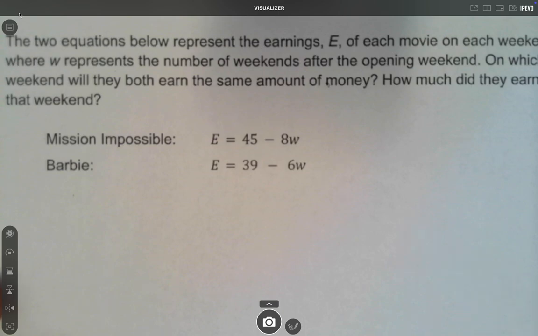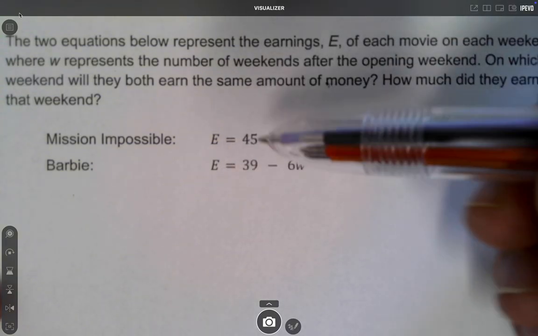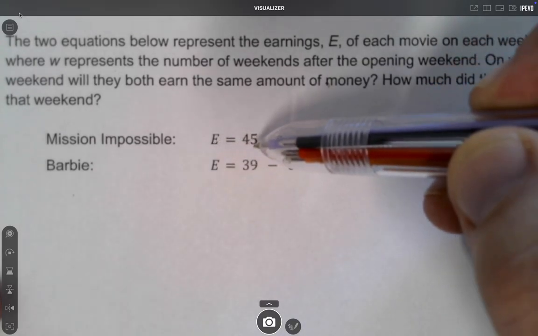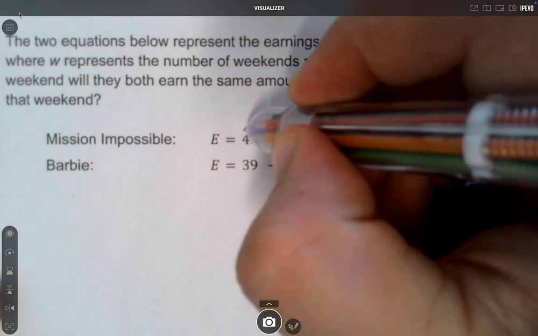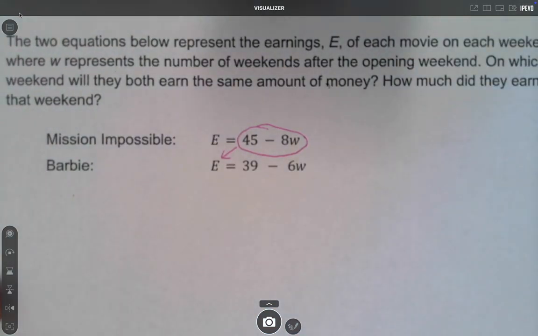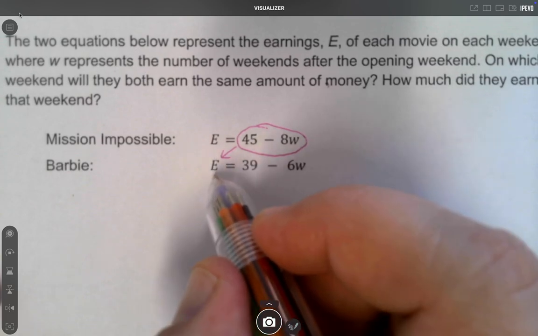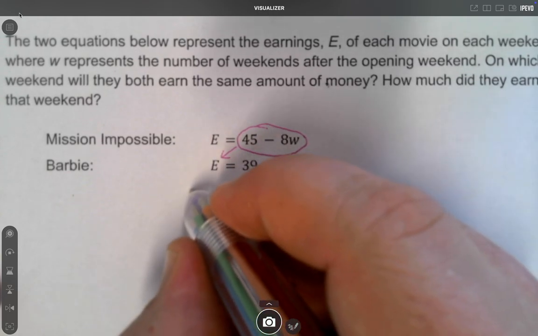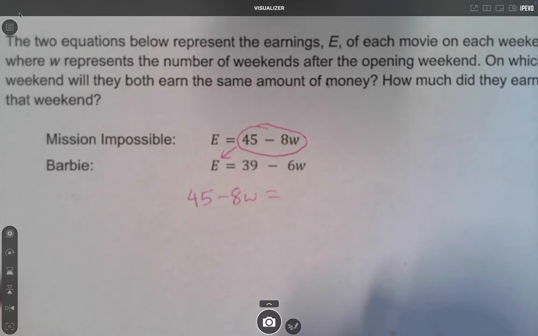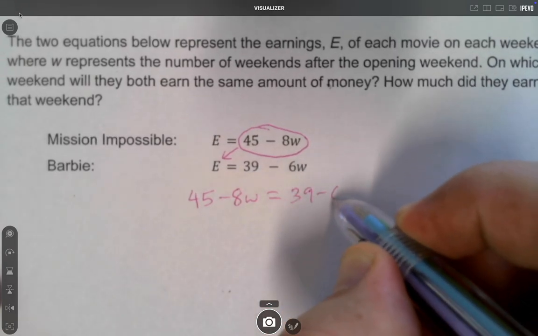So we'll follow the directions up here. Now this one's already solved for E, so is this one. We could do it either direction, but just since this one is first, I'm going to say, all right, I know E is equal to 45 minus 8W. So I'm going to take that 45 minus 8W and plug it in for the E in the other equation. So this is why it's called substitution. I'm substituting this E with what it's equal to in the other equation. So I replace this E with 45 minus 8W, and I leave this side of the equation alone. I make no changes.